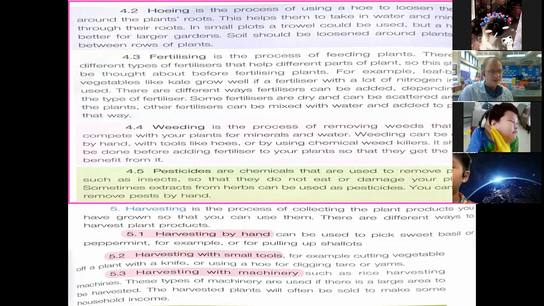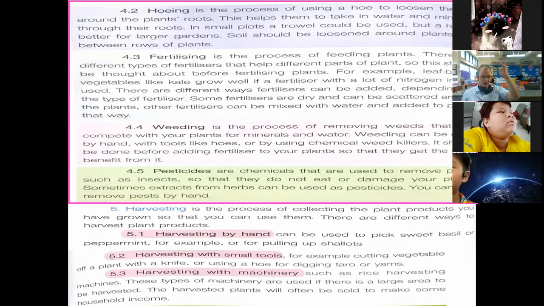And number 5 is pesticides. Why do we need pesticides? Because we want to eat the fruits. And if we don't use pesticides, the animals will eat them, especially birds and locusts. Okay, so those are the 5 we quickly have to look at.